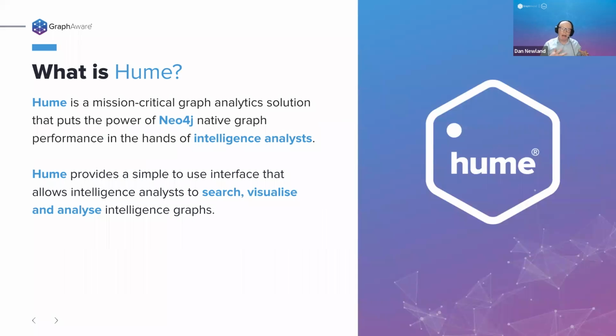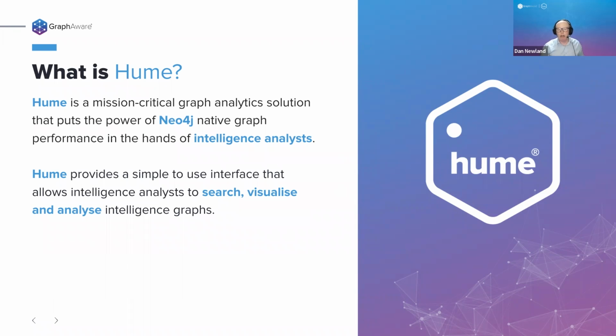What is Hume? Well, when you have a Neo4j instance, you need a way for intelligence analysts to be able to quickly and easily interact with that Neo4j instance. And so Hume is the mission critical graph analytics solution that sits on top of a Neo4j database and makes all of the powerful network and graph analysis available to intelligence analysts with the click of a button.